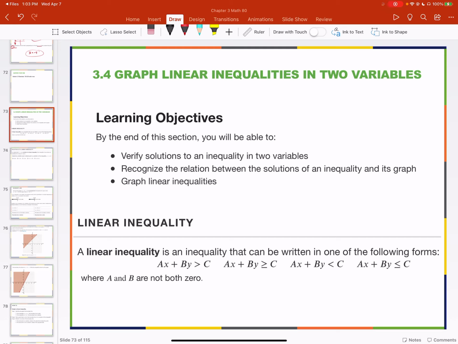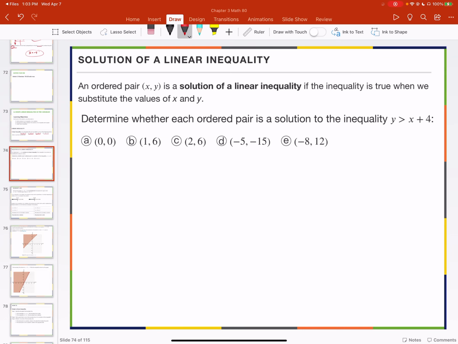So what is a linear inequality? You have an inequality like this, that's like a line. It can be either greater than or equal to, less than or equal to, where A and B are not both zero. So what is a solution of a linear inequality? A solution is a point that fulfills the inequality. So what am I talking about?